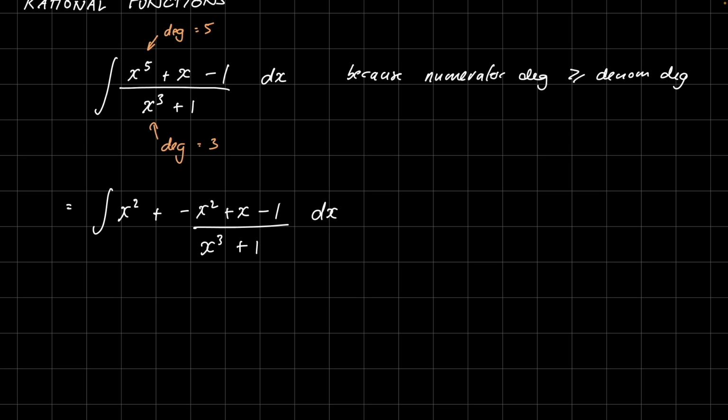All right, now we've got our rational function piece into the right form. We know how to deal with the x squared, that's just going to be x cubed on 3, but I'll leave it intact for now.